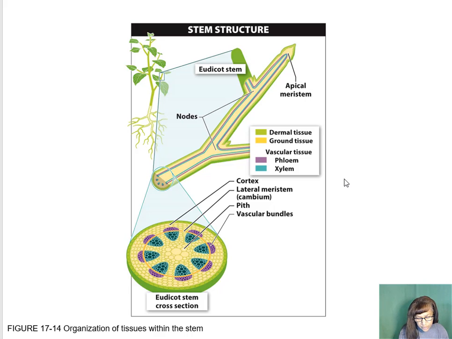And then here we can see the cross section taken of the stem. Again, you can see where the different tissues lie in the stem cross section. This is looking at a Eudicot stem. And we're going to add some more terminology here. You can see that we have this region called the cortex, and if you follow my cursor, you can see where that is. And then we have a region called the lateral meristem, or the cambium.